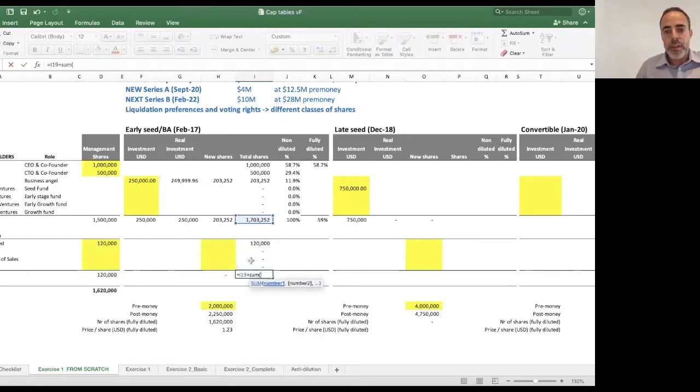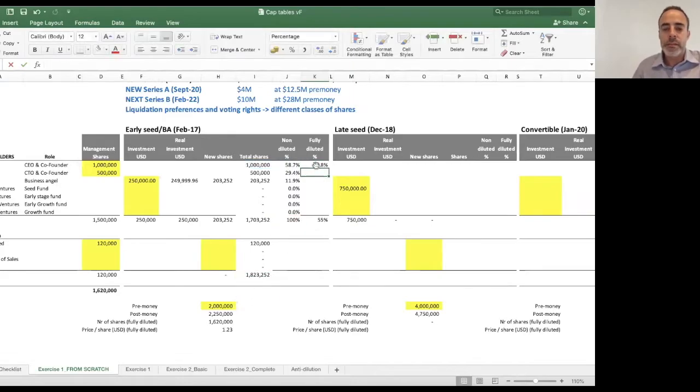when it comes to the fully diluted stake, I'm going to calculate all shares, including the stock options, okay? So this will be 1 million shares divided by 1.823, okay? So you can see that it's slightly lower. And this, so that's it. We've completed the first table.